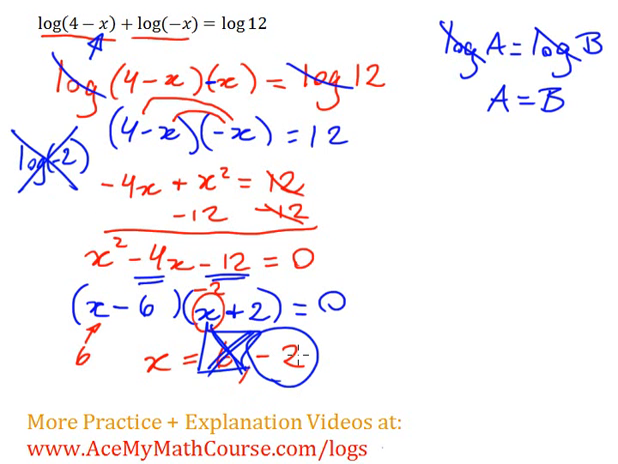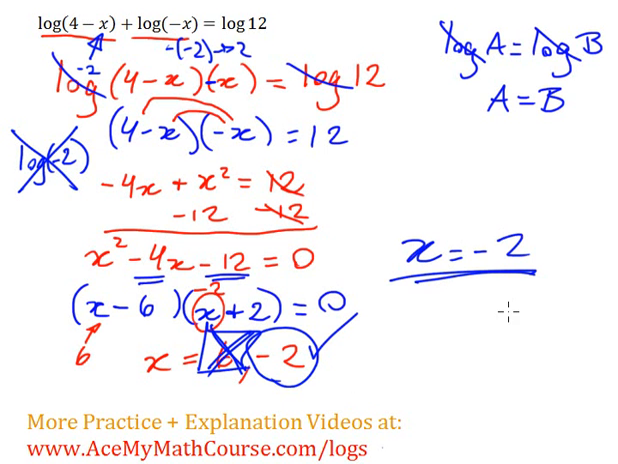Does that work? Yes. Because if I plug in the negative 2 there, I get 4 minus negative 2. Minus a negative makes it a plus. 4 plus 2 is 6. So that works. And over here as well, because negative 2 is also positive 2. And we can have the log of a positive number. Yes, we can. So negative 2 works. So x is equal to negative 2. That's it.